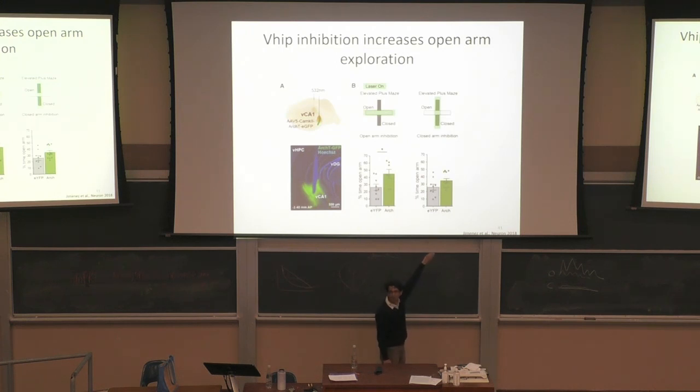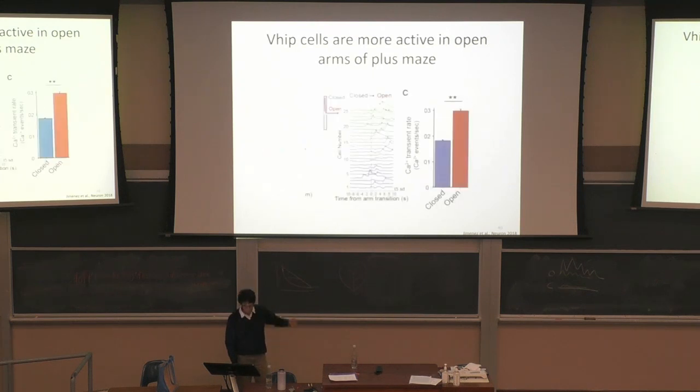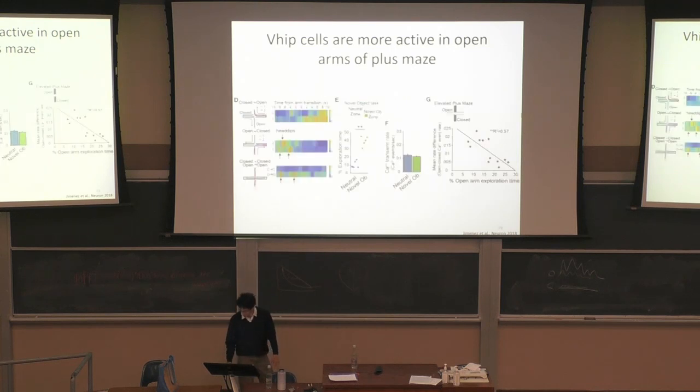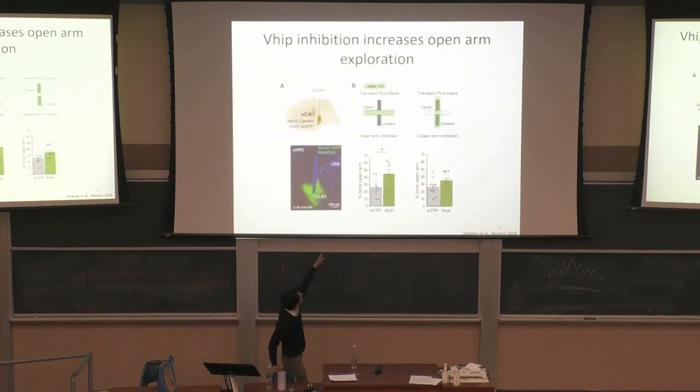And that's not super surprising because if you look at this, the cells are essentially not very active in the closed arms. So if you inhibit at a moment when they're already not active, there's not much to inhibit, so not much happens. But if you inhibit in the open arm, which is when there is more activity to be inhibited, then that increases the amount of time they spend in the open arms.